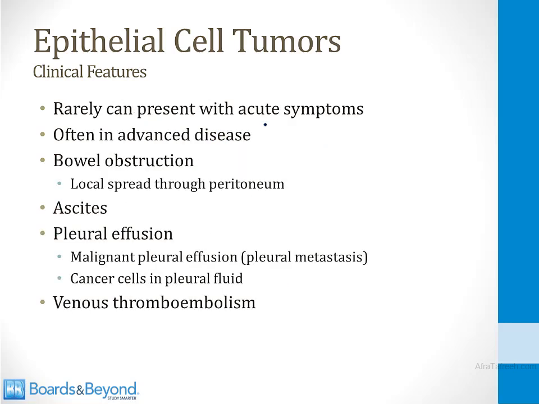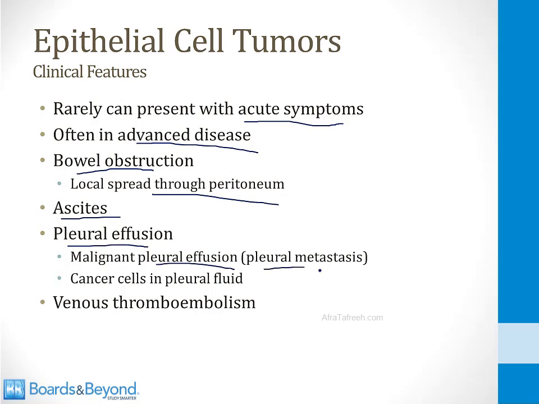Now, it's rare, but sometimes women present with acute symptoms related to an ovarian epithelial tumor, so these symptoms have an abrupt onset. This often happens in advanced disease, and it usually happens because the tumor is disrupting the function of an organ outside of the ovary. For example, some women present with bowel obstruction from local spread through the peritoneum, and the workup leads to discovery of an ovarian epithelial cell tumor. Other times, women can present with ascites or a pleural effusion. The pleural effusions are malignant pleural effusions from pleural metastasis, and there are cancer cells in the pleural fluid.